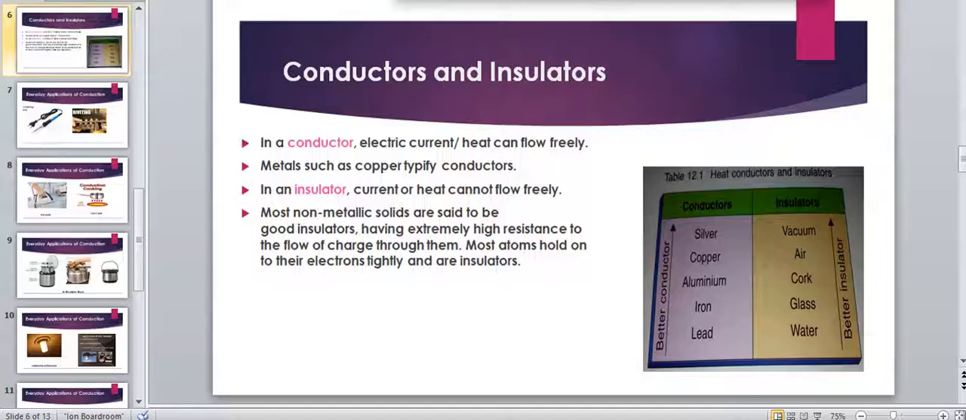Whereas in an insulator, current or heat cannot flow freely. As I have told you earlier, that is the reason why plastic and wood are used on the handle, so that it will be easy to grab the pan or any hot utensil. So most non-metallic solids are said to be good insulators, having extremely high resistance to the flow of charge through them. Most atoms hold on to their electrons tightly and are insulators.